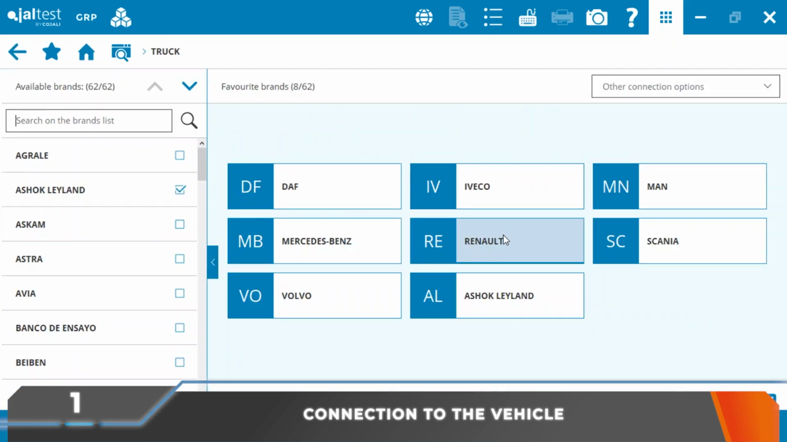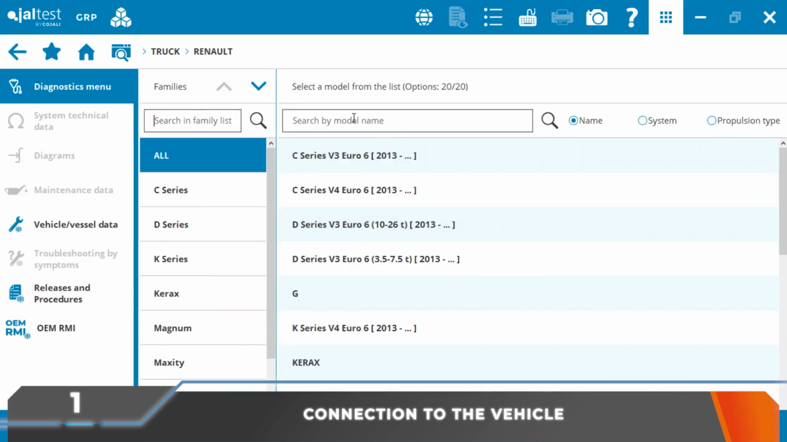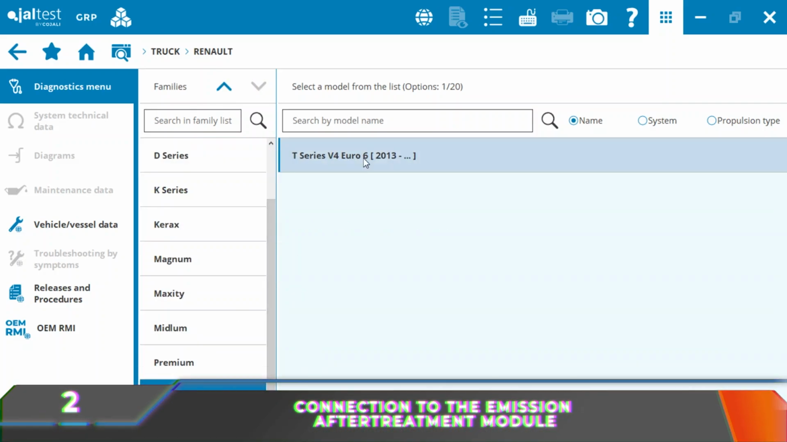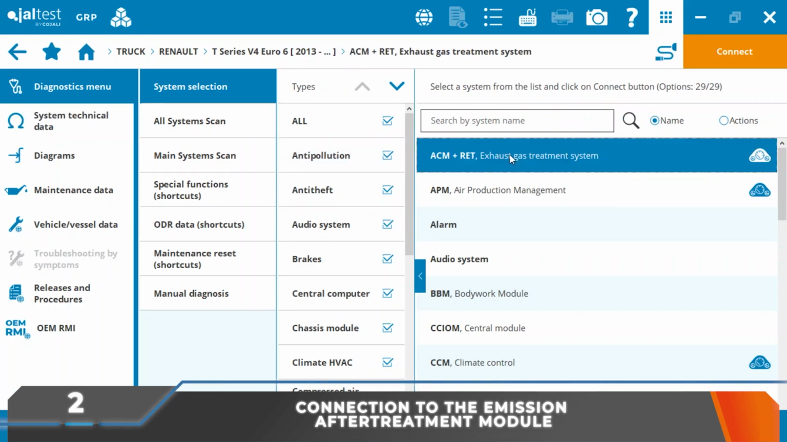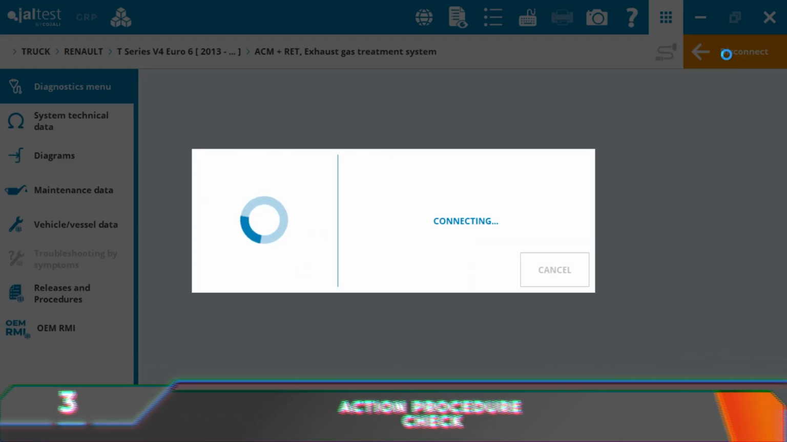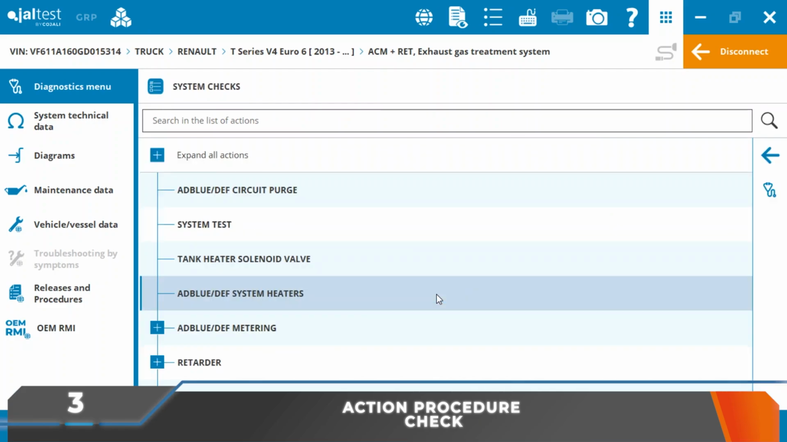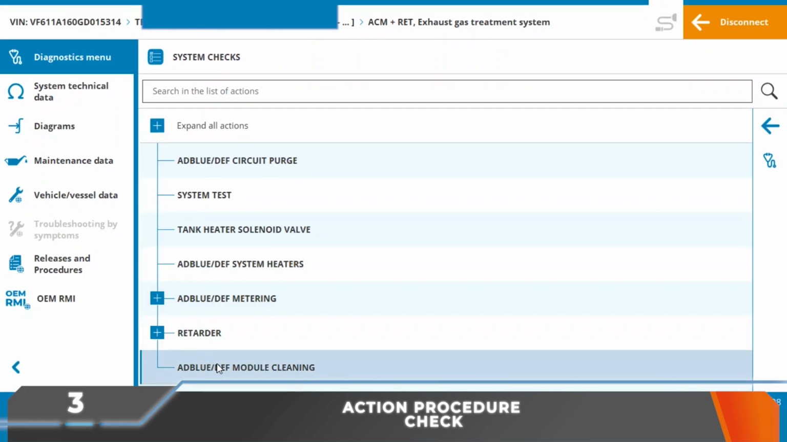Connection to a Renault T-Series 5/4 Euro 6 is established. After connecting to the vehicle, the Emission After Treatment System ACM Plus RET is accessed. Under System Checks, the AdBlue DEF Module Cleaning is selected and the associated procedure consulted.